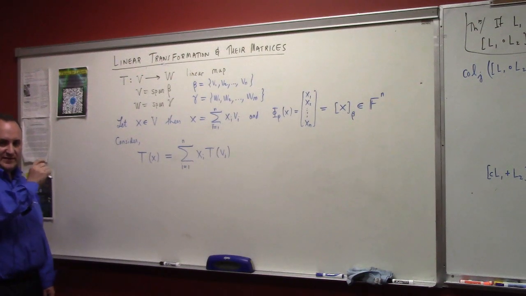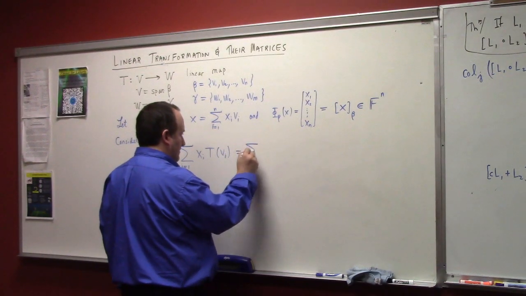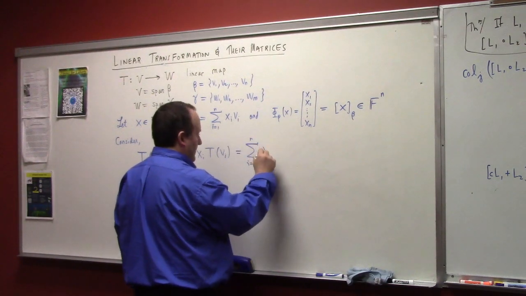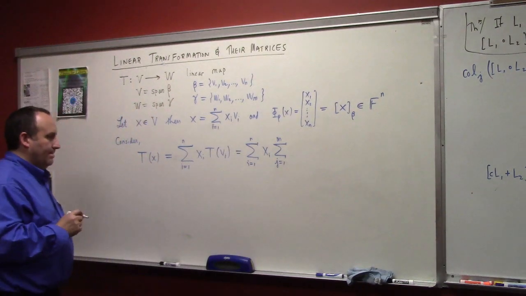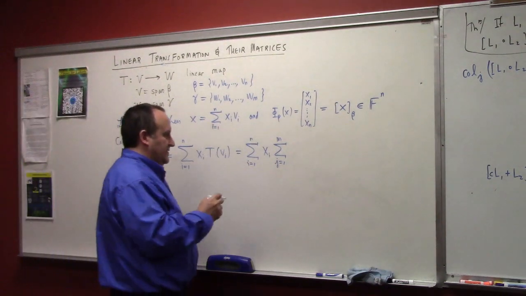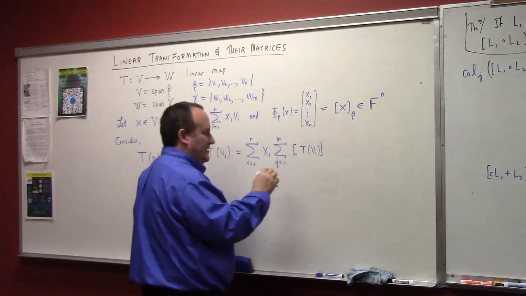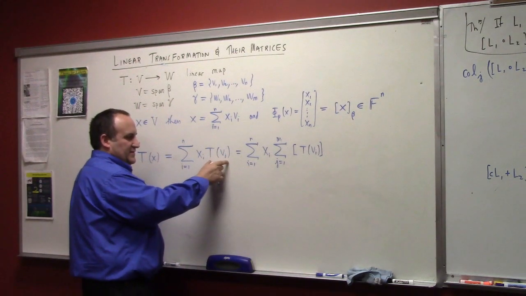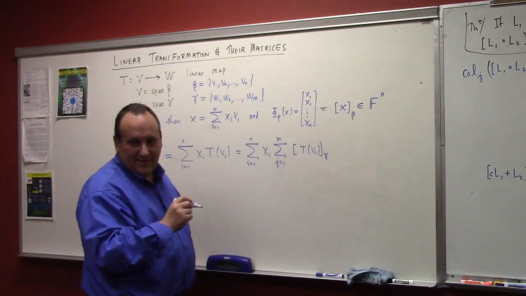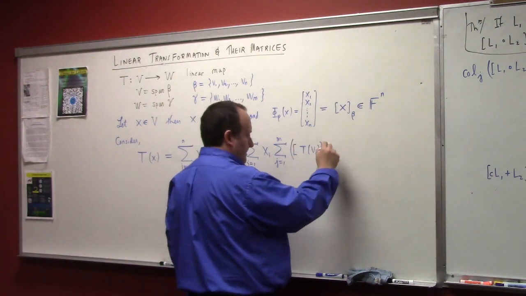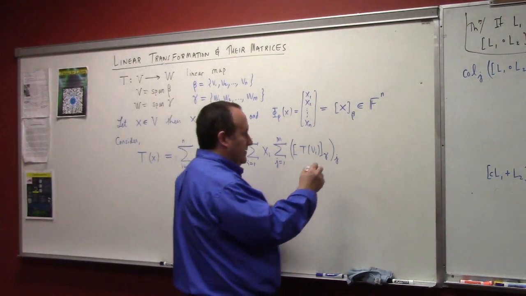So the T of v_i we can express as a linear combination of the w's, right? So we can write this as a sum i equals 1 to n, x_i, sum, let's say, j equals 1 to m of, all right, here's what I have to do. It is T of v_i, right? I want to measure this with respect to the gamma basis. I'm expanding it with respect to the gamma basis, so I need to look at the gamma coordinate vector of that. And then, what am I looking for? I'm looking for the jth component. That is the coefficient of w_j needed to form the span here.